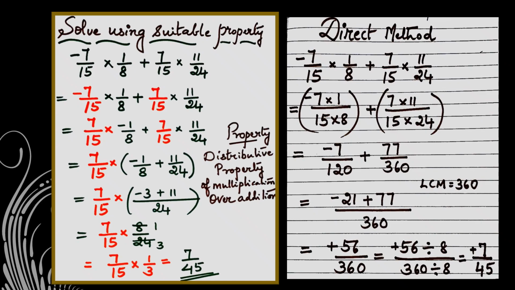So when you write 7 by 15 outside the bracket as a common factor, you have to note which sign has to come inside, and accordingly you write, and that makes the problem easy to solve. First one. Next you see the direct method, when we directly multiply the first two rational numbers and get the product, and next get the product, then add. See the LCM how it is growing in size, it is becoming bigger.